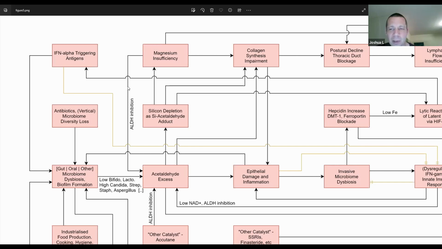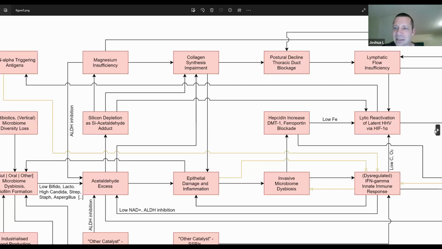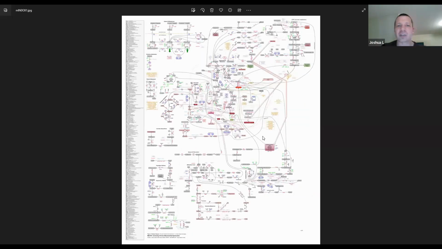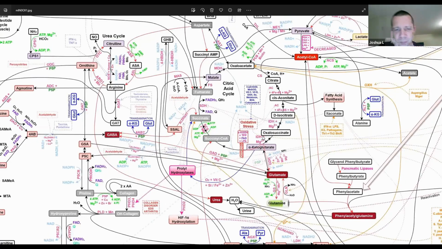So what that means is if you've been carrying on with this dysbiosis and this acetaldehyde production, and of course, if you happen to drink alcohol, this is another additional input into this load, you are ultimately over time going to be decreasing your silicon stores. And that turns out to be a really, really critical thing. So in addition to your lead, one of the things that's really interesting is when we talk about the reactivation of these human herpes viruses.